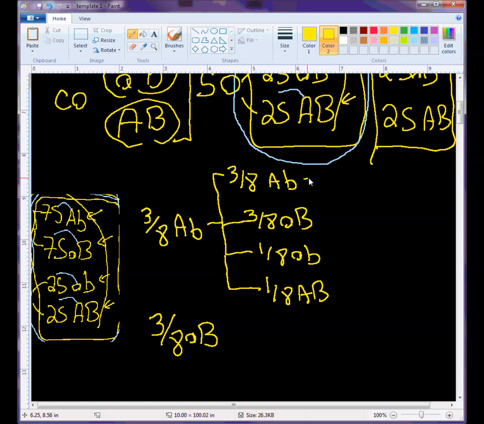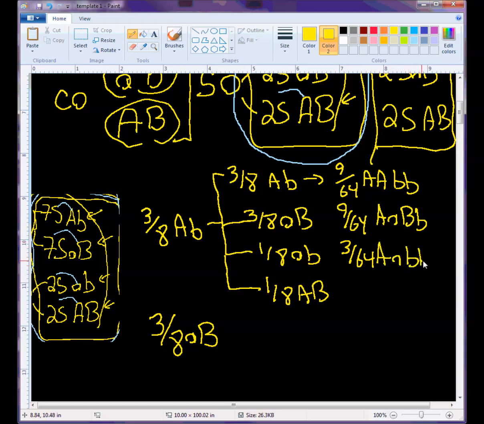So when we multiply these across, let's start doing this. 9 over 64, 2 big A's, 2 little b's. And then we have 9 over 64, big A, little a, big B, little b. 3 over 64, big A, little b, little b, and 3 over 64, big A, big B, little b.